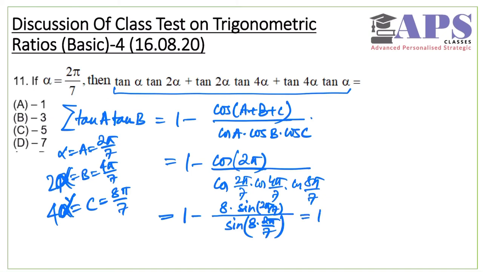This is 1 minus 8 into sine 2 pi by 7 divided by sine 16 pi by 7, and 16 pi by 7 can be written as sine of 2 pi plus 2 pi by 7. So these two get cancelled, because 2 pi plus 2 pi by 7 is in the first quadrant. Our answer will be 1 minus 8, that is minus 7. That is a simple one. So our answer is option D.